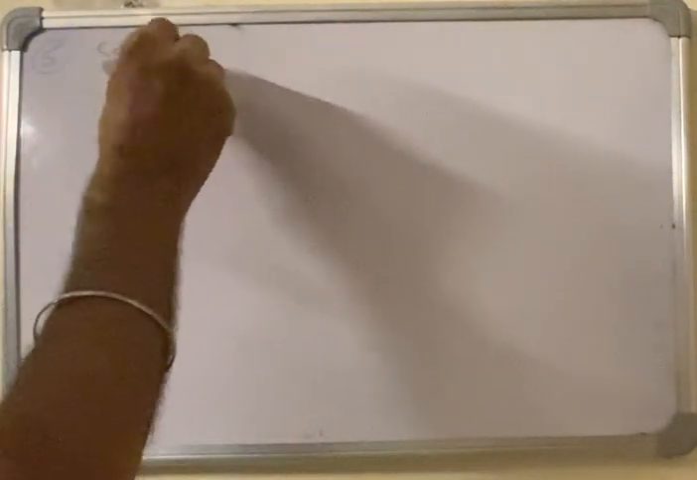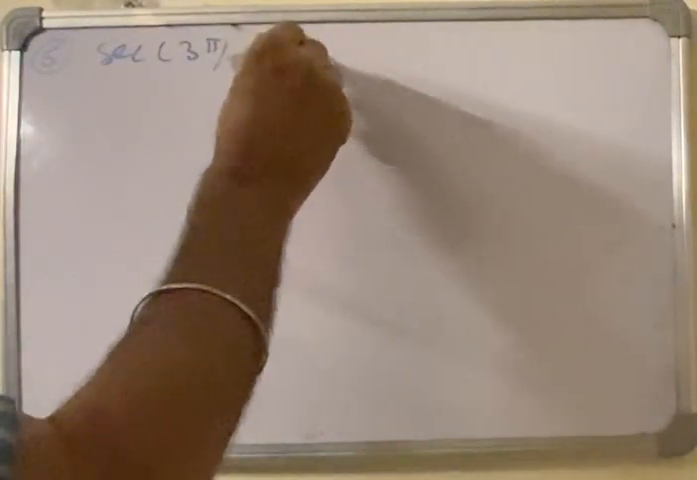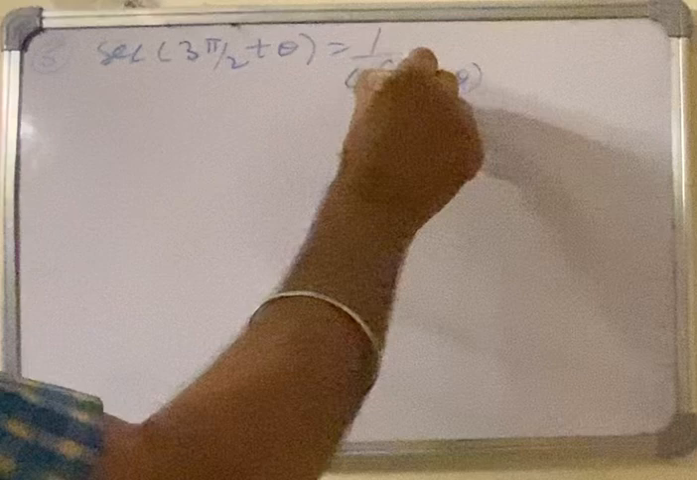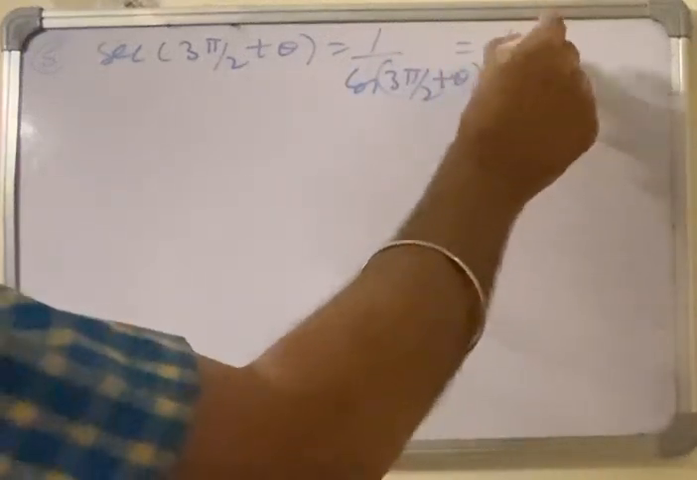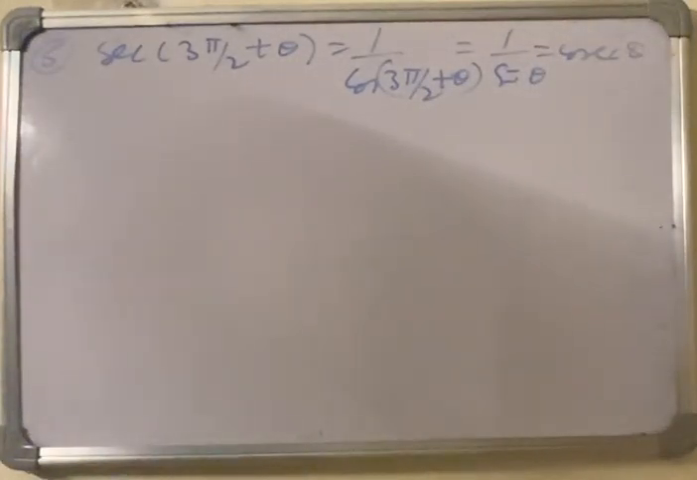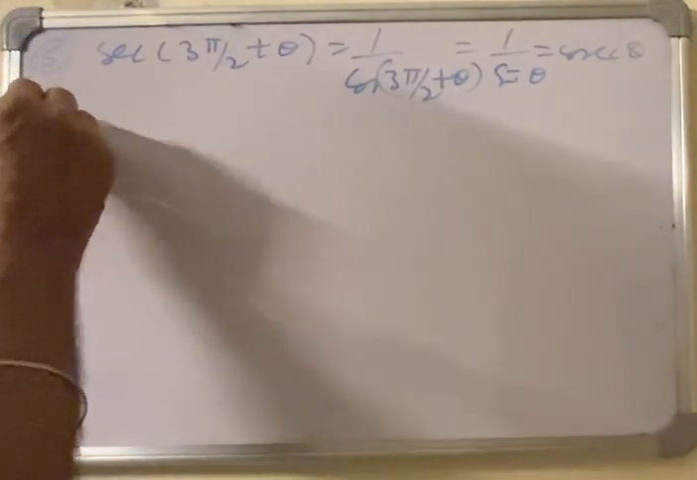The next, number 5. Secant 3 pi by 2 plus theta is equal to 1 over cos 3 pi by 2 plus theta is equal to 1 over sine theta is equal to cosecant theta. So secant changes to cosecant in case of angle 3 pi by 2 plus theta, and it is positive in fourth quadrant.